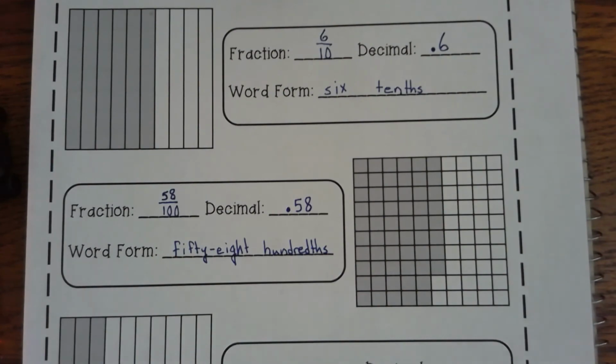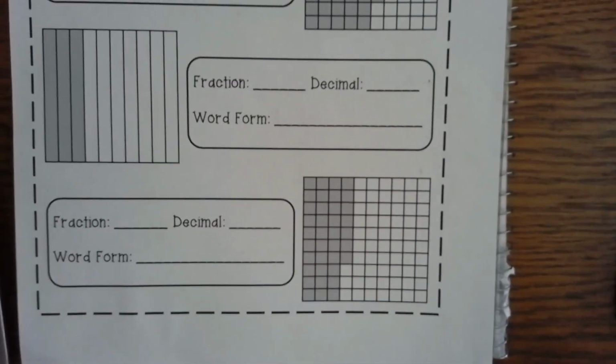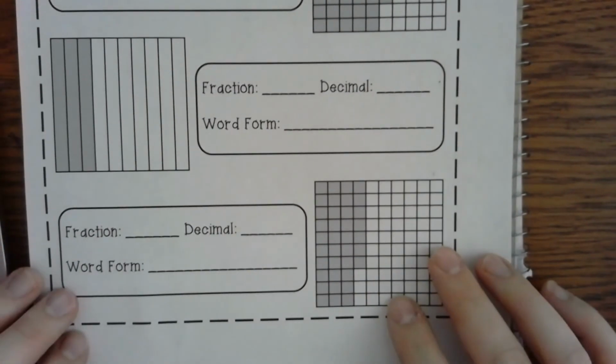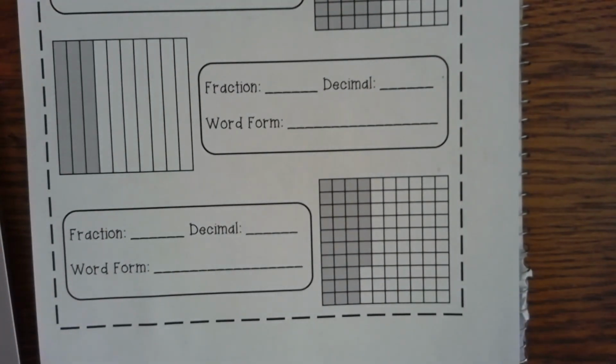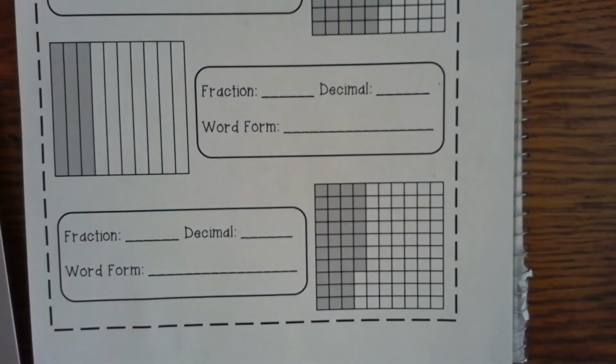Okay, attached to this assignment, y'all are going to see the bottom two here. I want you to go ahead on your own paper and complete these models, naming the fraction, the decimal, and then the word form, and you can use the top two as a guide.